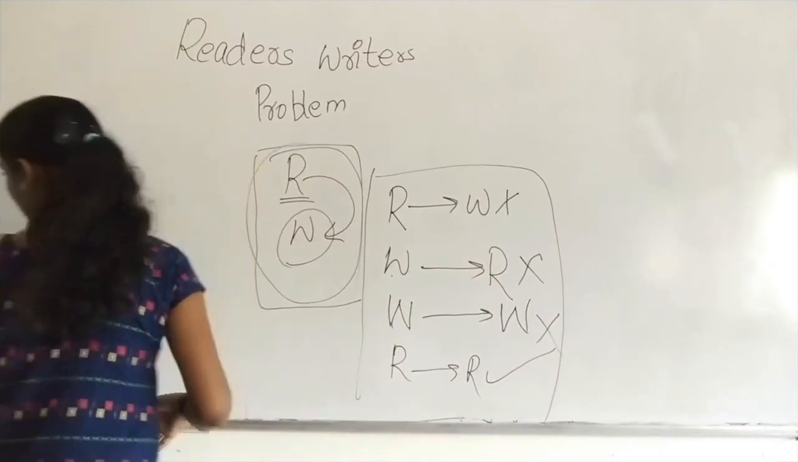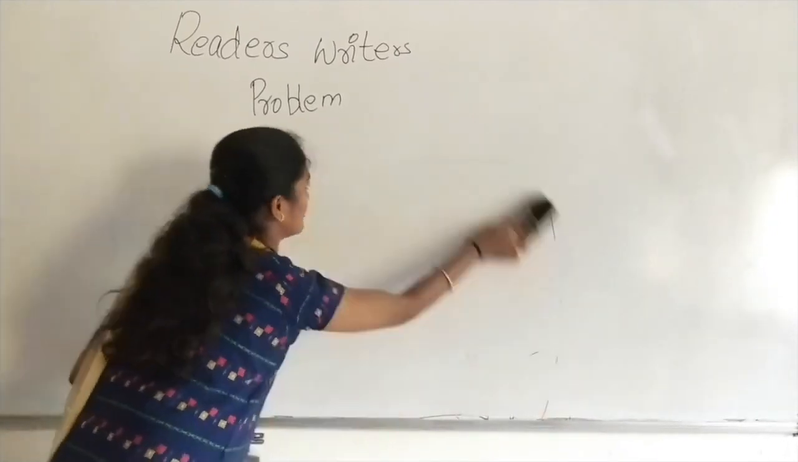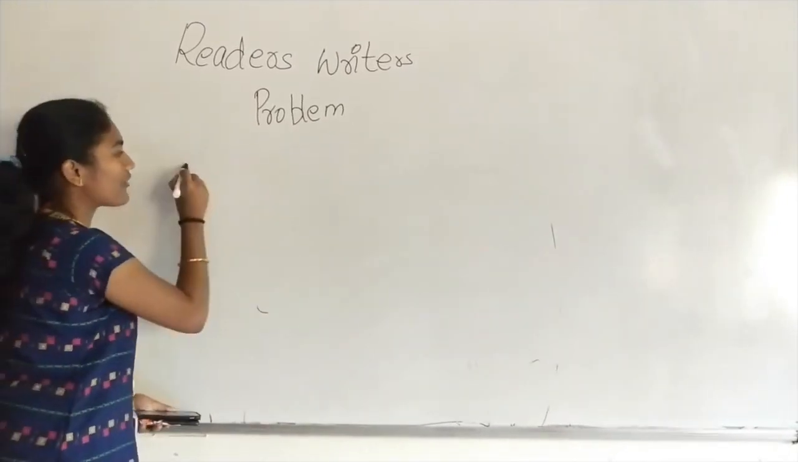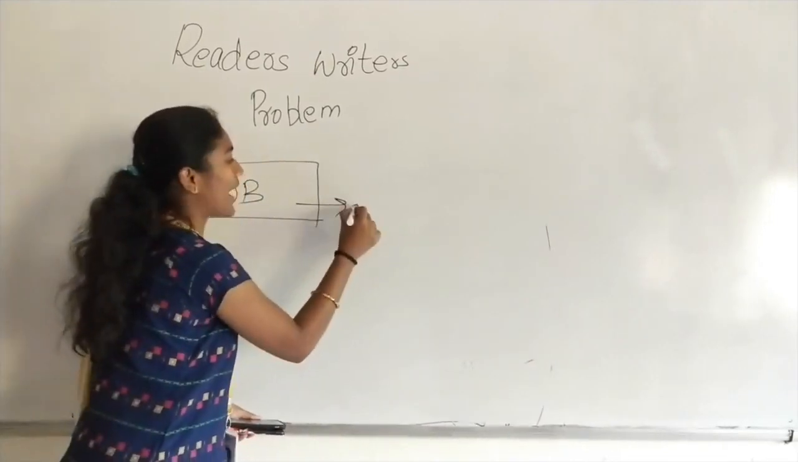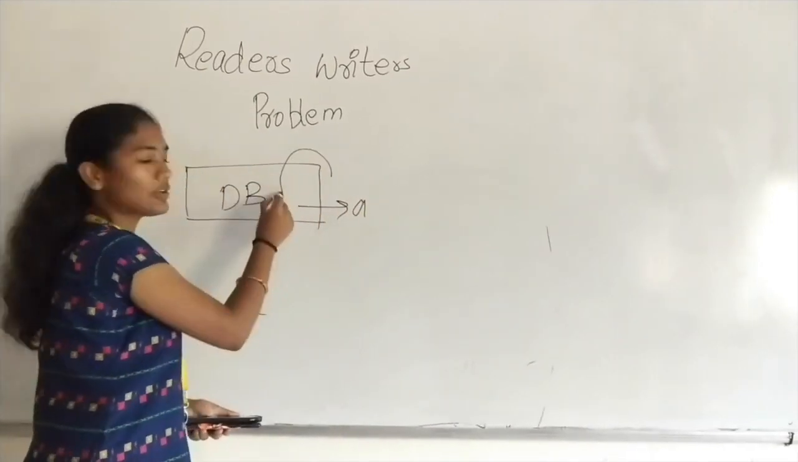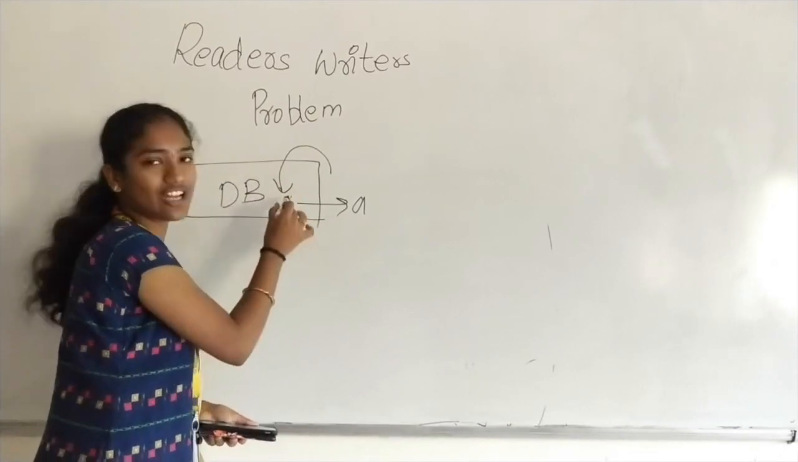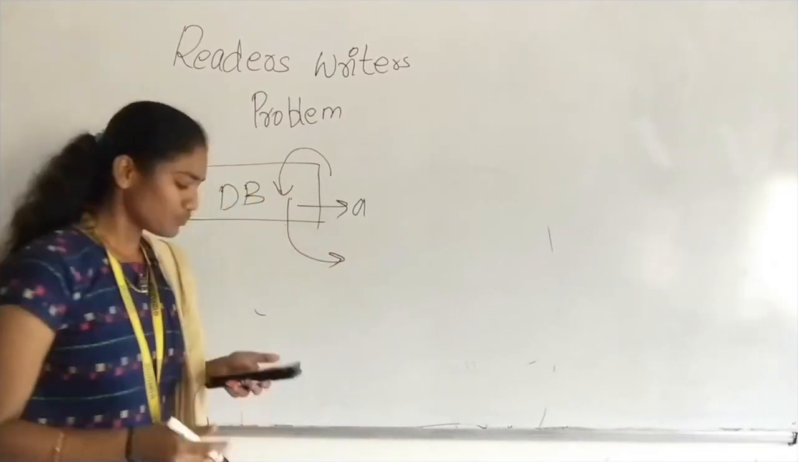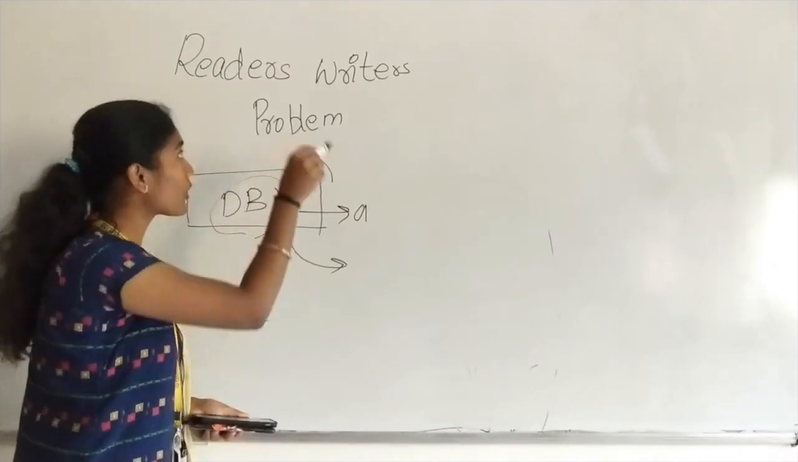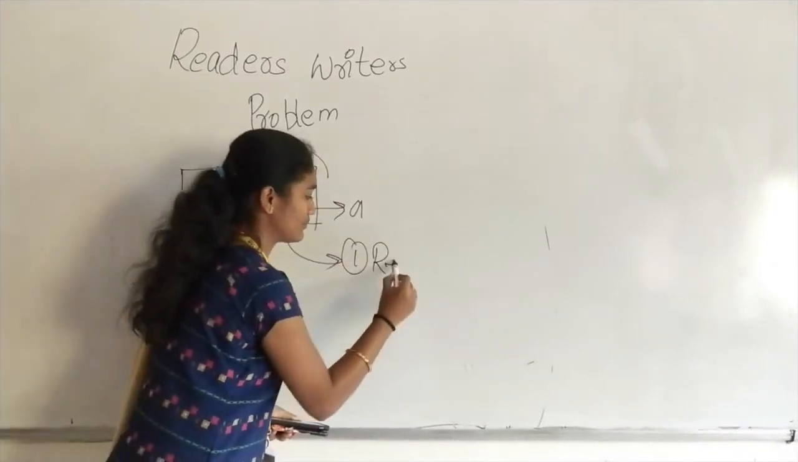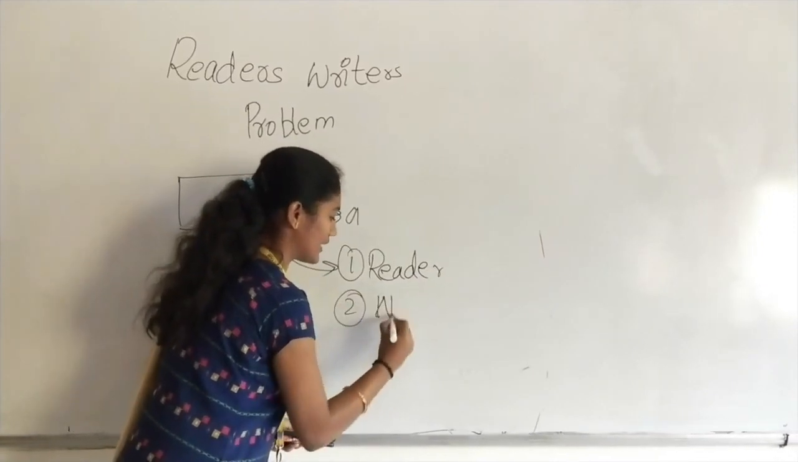For example, we have a database. If a person wants to access the data, he must come into the database and then he can access it. After completion, he can go out. Generally, we have processes to access the data. Those processes are, one is reader, another one is writer.